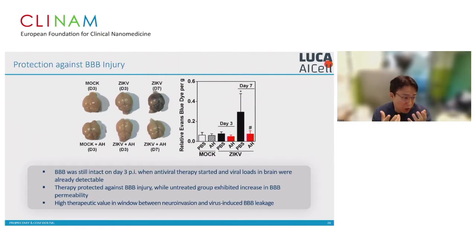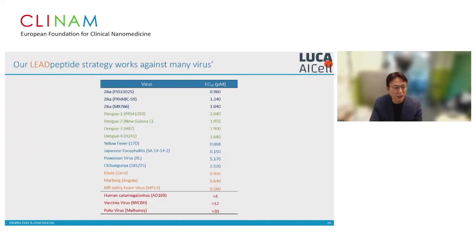One of the reviewers said it might be because of injury to the BBB by the Zika infection, which happens on day 7, not on day 3. So we confirmed that the BBB was still intact on day 3, when the antiviral therapy started and the viral load in the brain was already detectable. So this therapy is proven to protect against BBB injury, while the untreated group exhibited increased BBB permeability. This is a very, very exciting result.